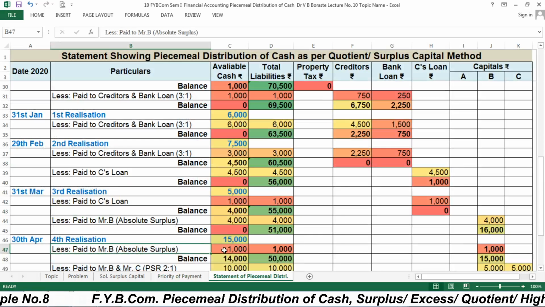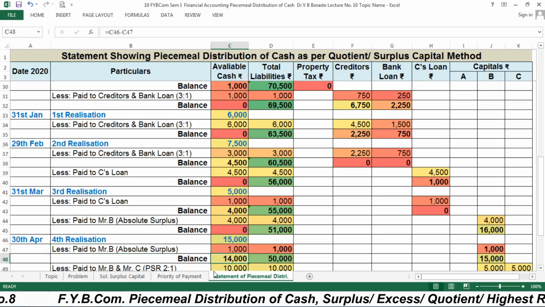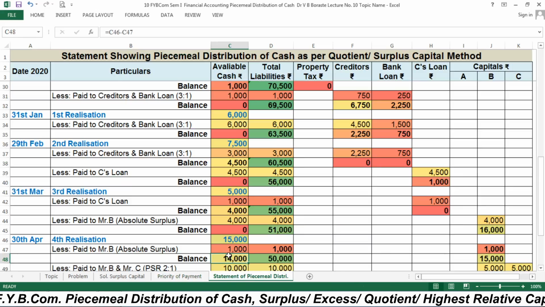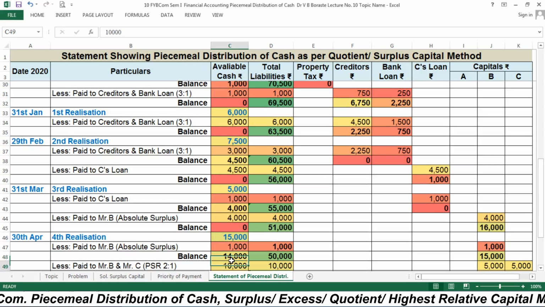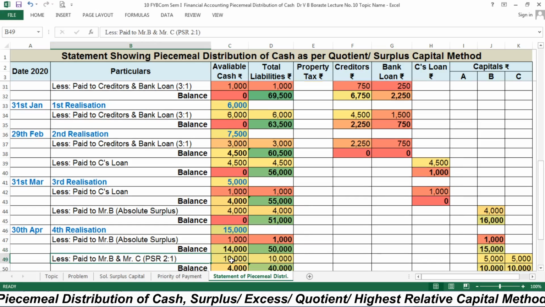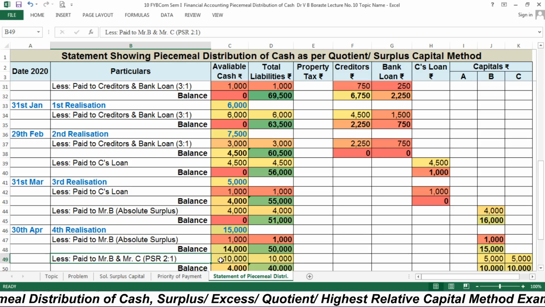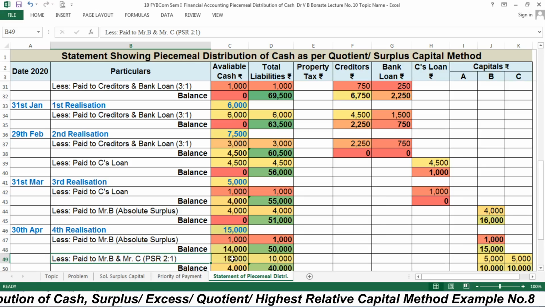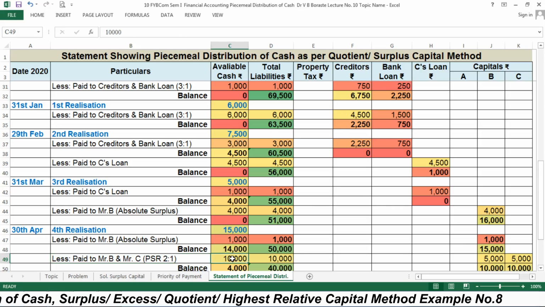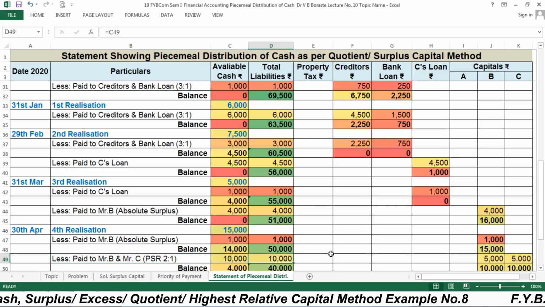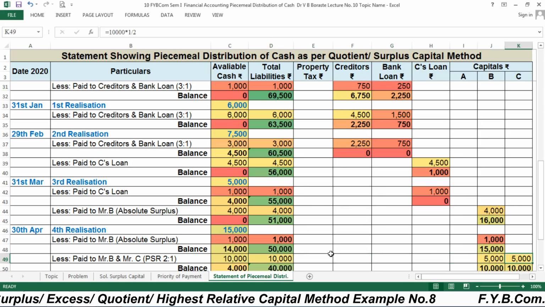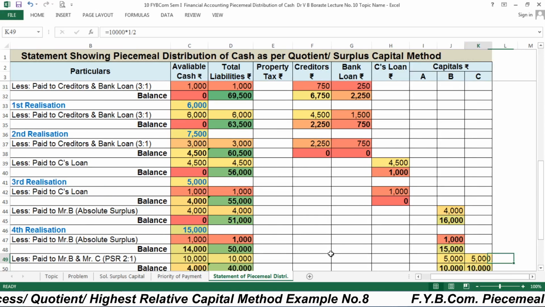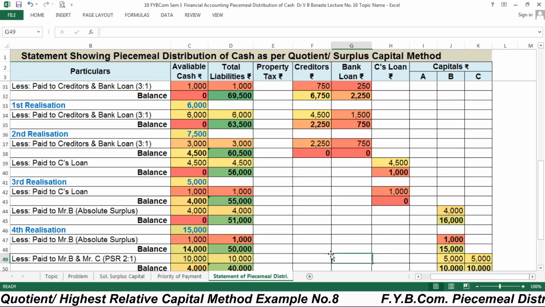So here we have an amount of rupees 14,000 and we have to pay 10,000, that is 5,000 to B and 5,000 to C. That means we have a sufficient amount, so there is no need to calculate any kind of ratio. But you can mention here less paid to Mr. B and C in the profit sharing ratio, or total we can pay that we have a total amount. So 10,000 will be reduced from the cash, 10,000 will be reduced from total liability. Mr. B will receive 5,000 and Mr. C will receive 5,000.